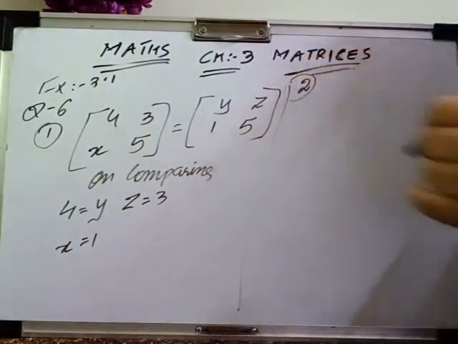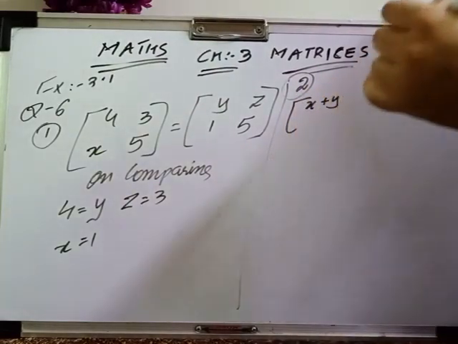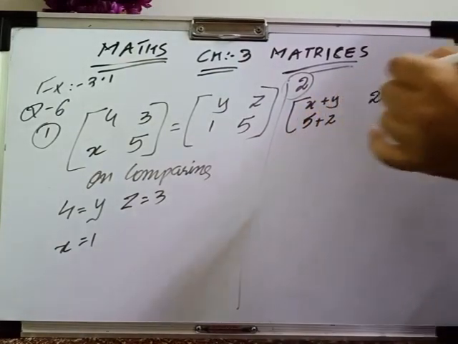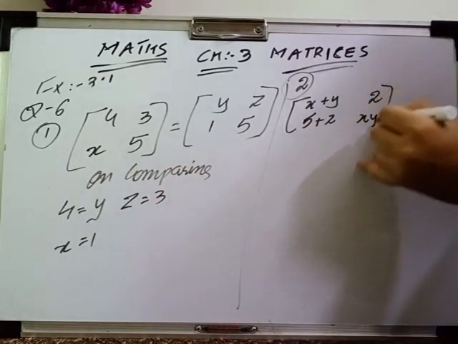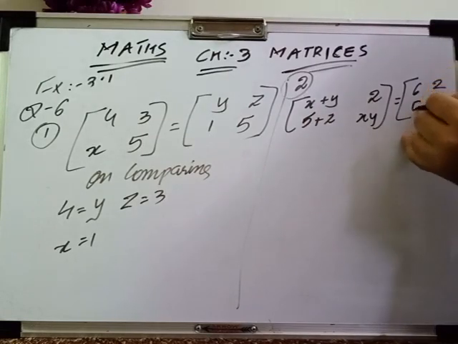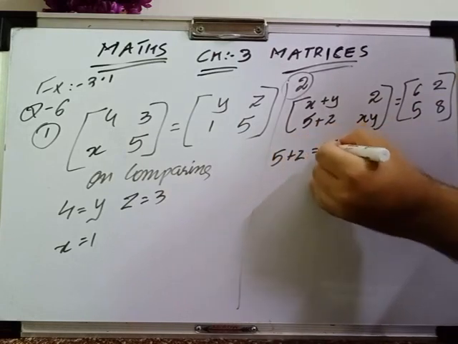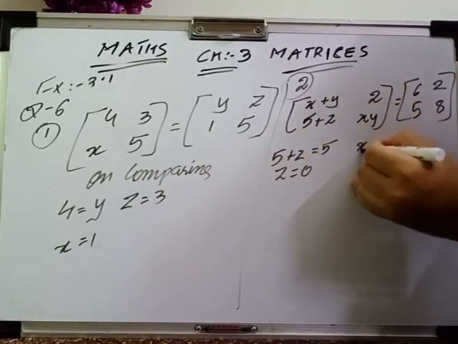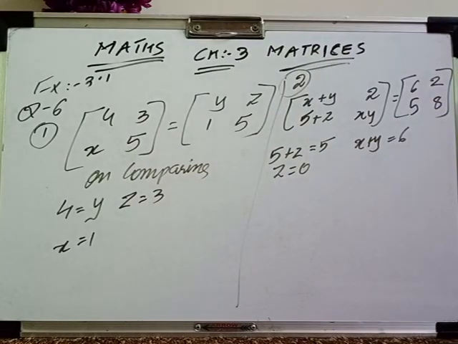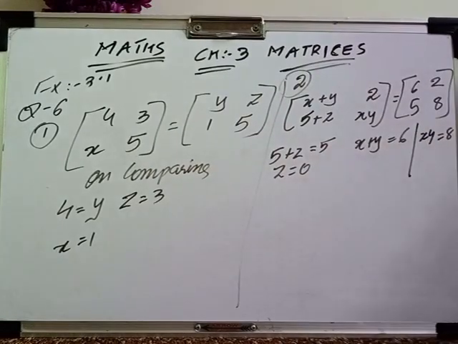Let's try to understand the second question. Here it is given x plus y, 2, 5 plus z, and xy is equal to 6, 2, 5, 8. So if I compare the second row first column, then I will have z is 0. If I compare the first row first column element, then it will be x plus y is equal to 6, and the second row second column element, then I will have xy is equal to 8.